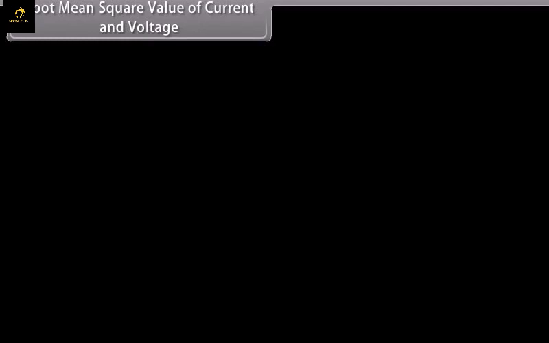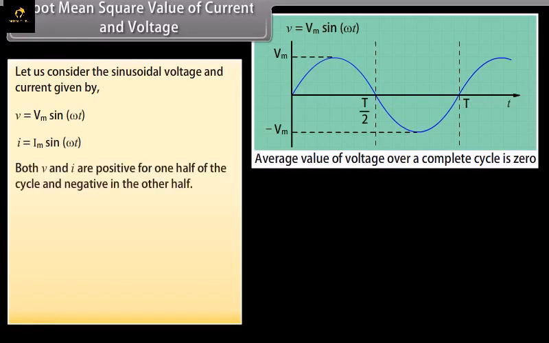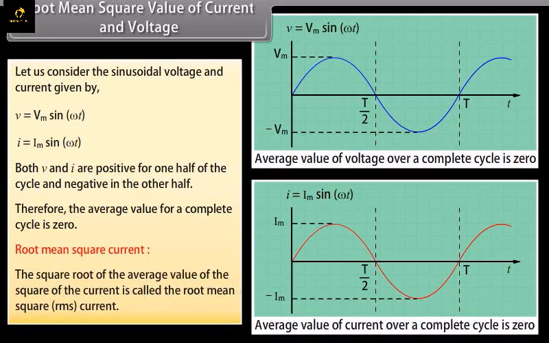Root mean square value of current and voltage. Let us consider the sinusoidal voltage and current given by V = Vm sin ωt and I = Im sin ωt. Both V and I are positive for one half of the cycle and negative in the other half. Therefore, the average value over a complete cycle is 0. Root mean square current. The square root of the average value of the square of current is called the root mean square, RMS, current.